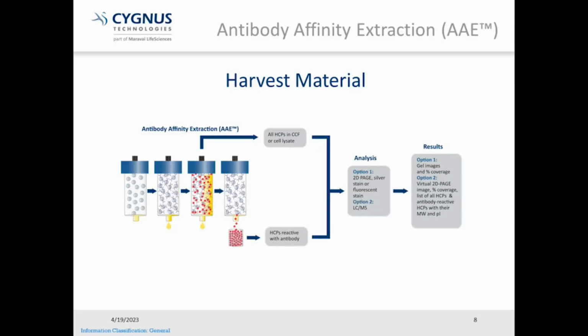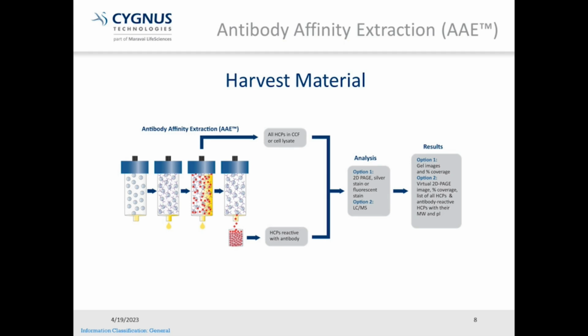This is a workflow of how you can analyze harvest material by antibody affinity extraction to determine antibody coverage. An aliquot of a harvest, CCF, or cell lysate sample is saved. To perform AAE, the polyclonal ELISA antibody is covalently immobilized on a chromatography support. The column is then conditioned to prevent significant leaching of the antibody and to minimize any nonspecific binding. The remainder of the sample, containing host cell protein in its native, undenatured state, is passed over the column for binding and then eluted with acid.